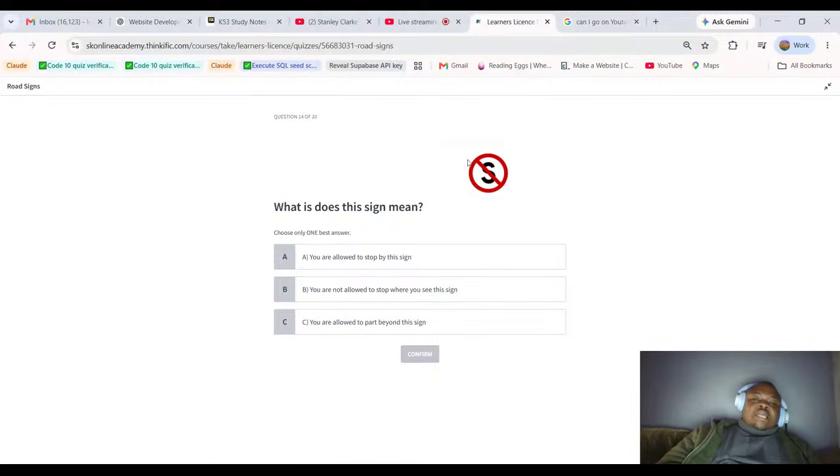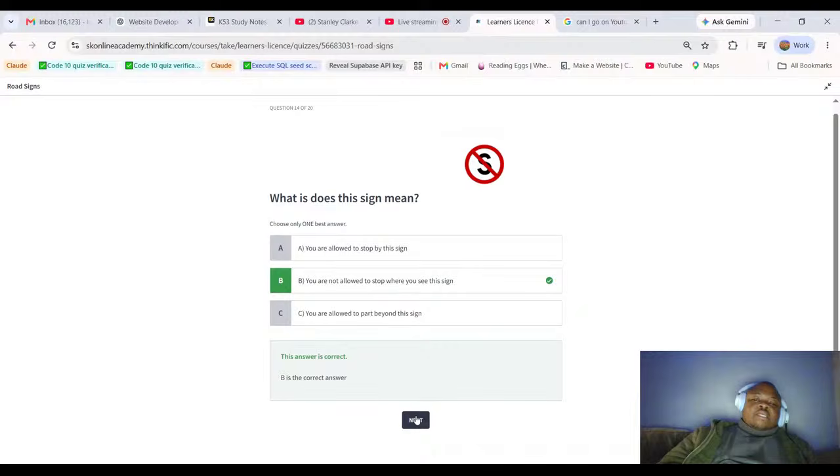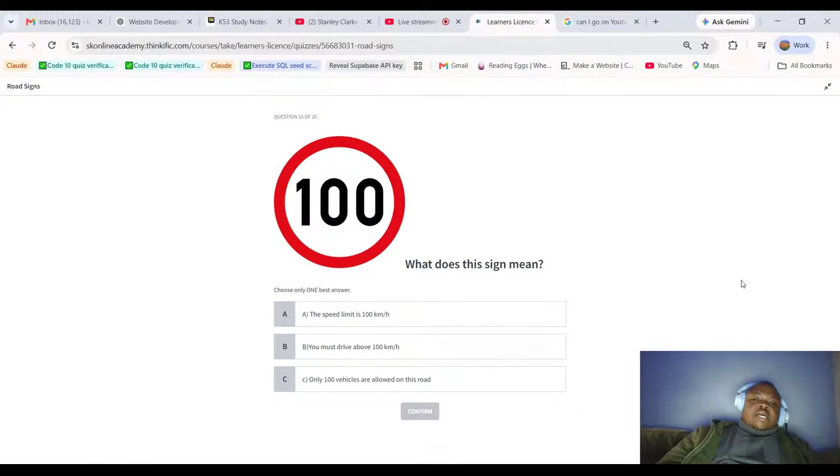What does this sign mean? It has a tiny s. Is it A, you are allowed to stop by this sign? B, you are not allowed to stop where you see this sign? Or C, you are allowed to park beyond this sign? All right, B it is. And yes, B is indeed the correct answer.